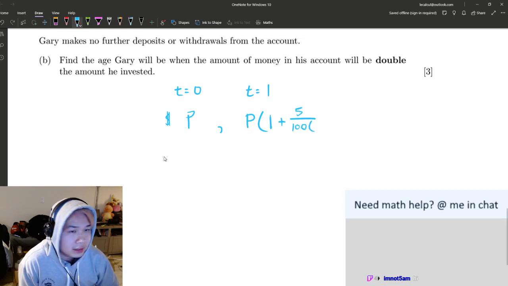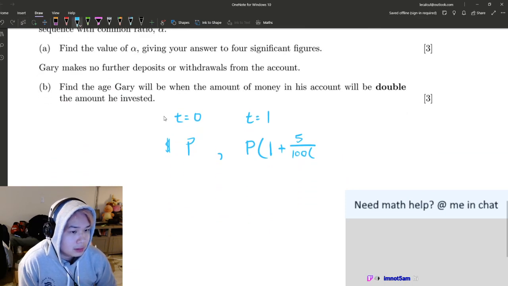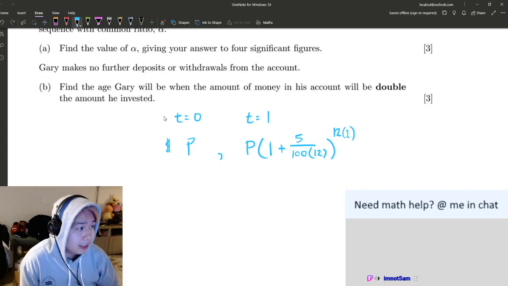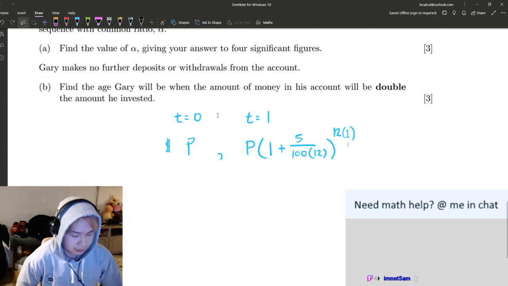And then this one is compounded monthly, so divided by 12, to the power of 12 times 1, because it's been 1 year. So all of this is just formula book stuff, right? Okay, so here's my first term.